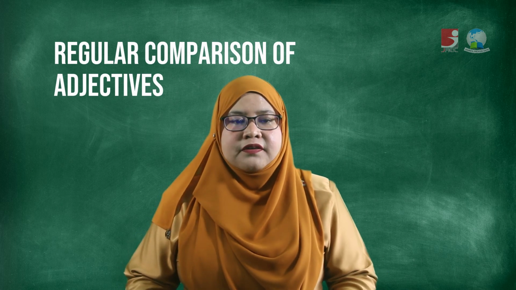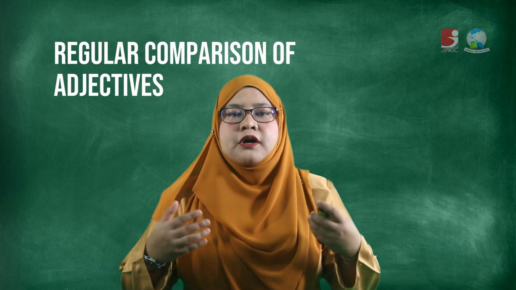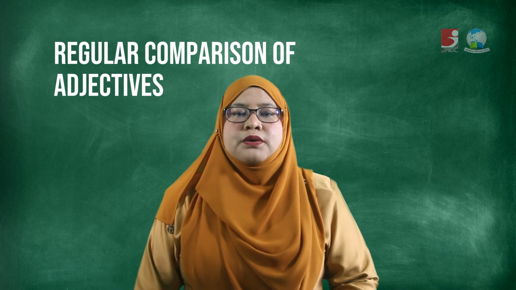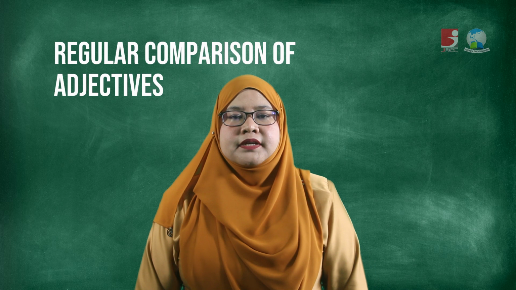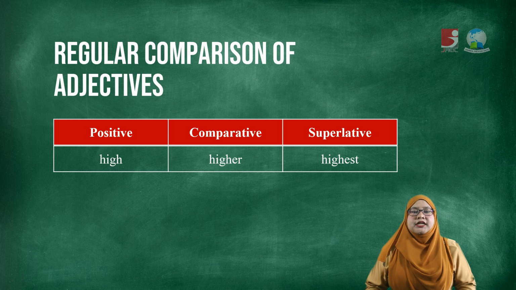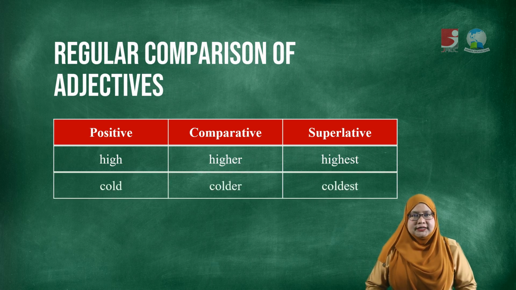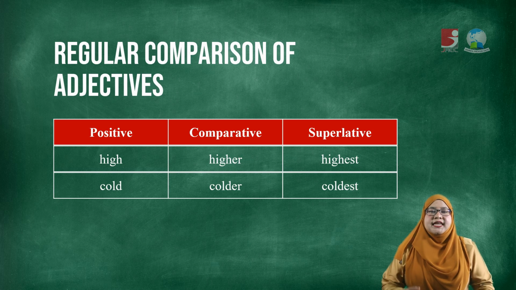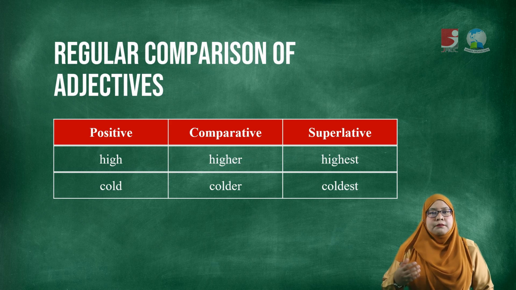In regular adjective, for comparative adjective, we will only add er. Meanwhile, in the superlative adjective, we will add est. For example, high will become higher in comparative adjective and highest in the superlative adjective. Cold will become colder, and in superlative adjective, it will become coldest. However, if we cannot add er or est, we will use the word more or most.